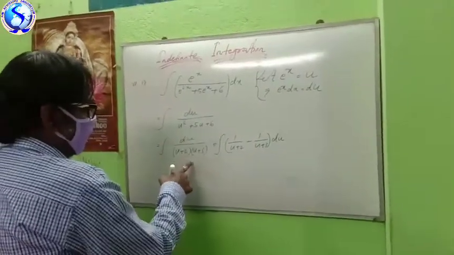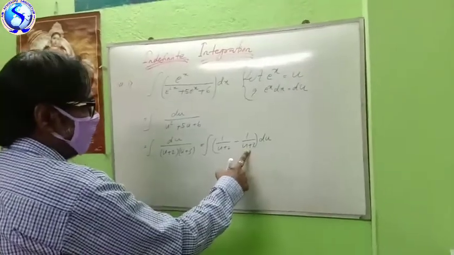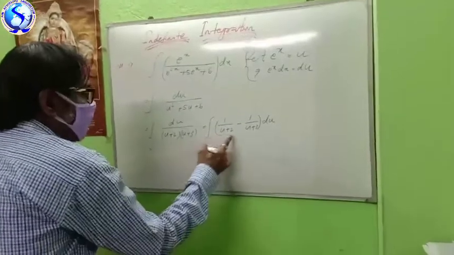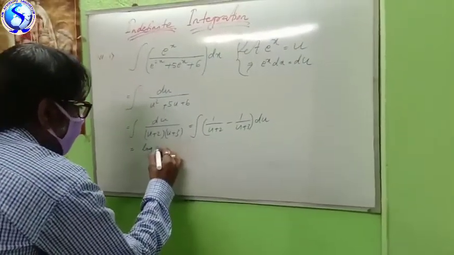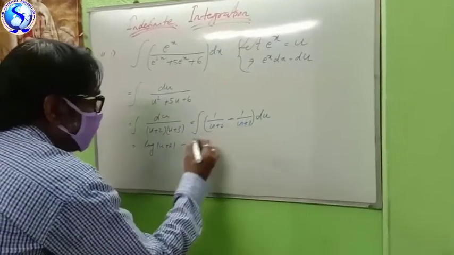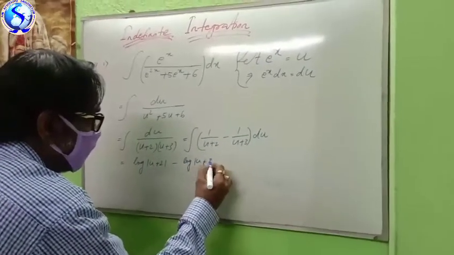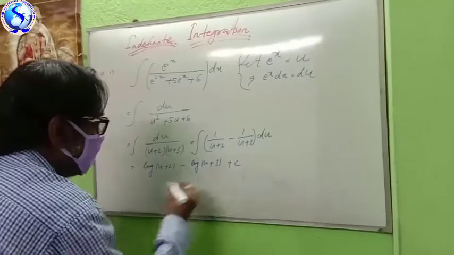You have to break this single fraction into two separate fractions. This is called the actual partial fraction chapter. I am doing it directly in one way. Now, what is the integration of this? This will be log mod u plus 2 minus, what is the integration of this one? Log mod u plus 3, plus c, the integration constant.